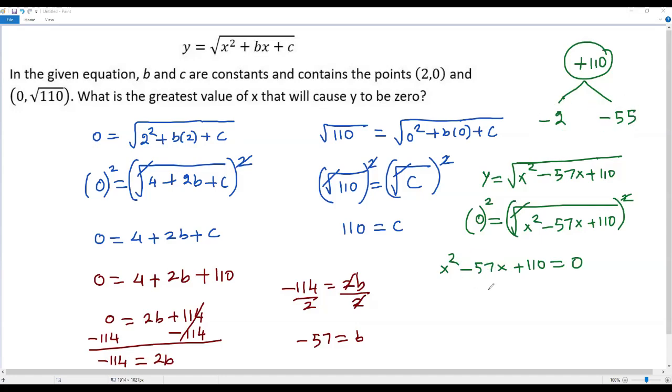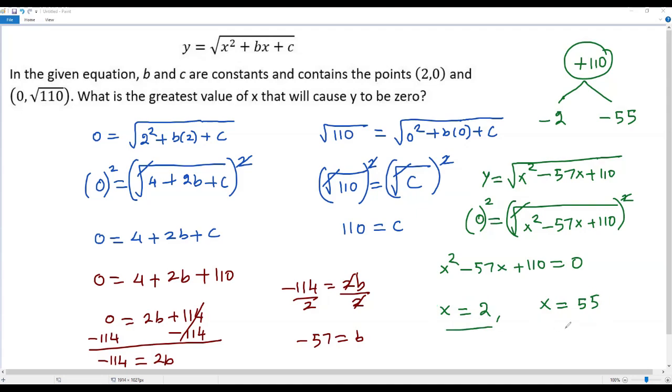So how can we get the values of x from these two factors? It's very simple. I just have to change the sign to get the two values of x. The first value of x will be the opposite of this sign, that is positive 2. And the second value of x, again the opposite of this sign, is positive 55. So I got two values of x when I plug in y equal to 0. These are the two values of x which make y 0 in the given equation.